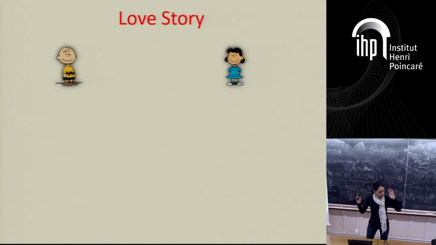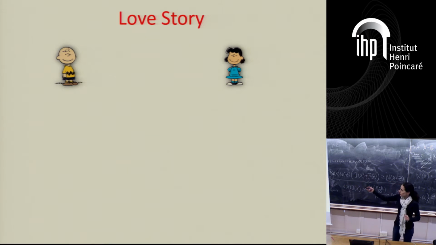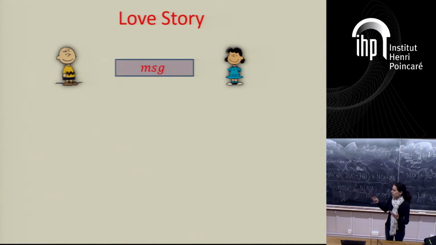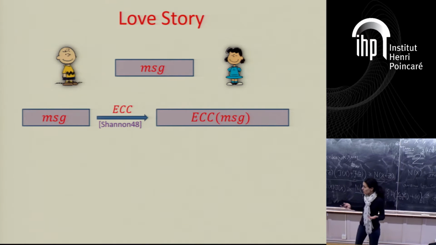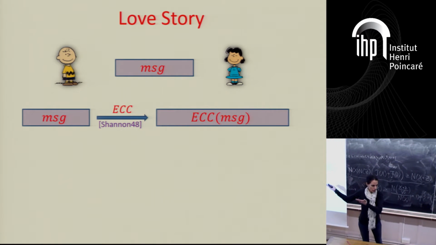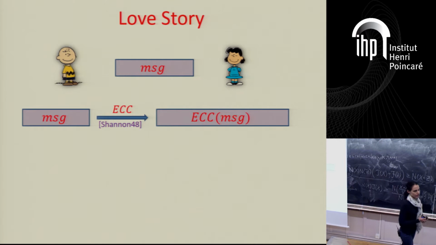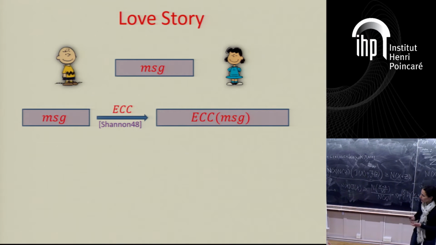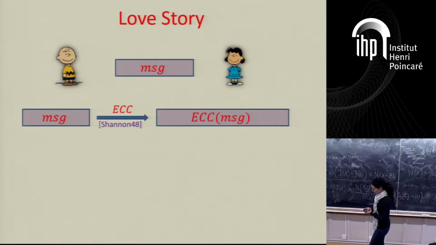So back to Shannon's original problem. Here we have Alice and Bob, and Bob wants to send a love letter to Alice. But of course, he's afraid that some error may occur. What do we do? Well, we apply an error-correcting code. This is a beautiful theory that was invented in the 40s by Shannon.